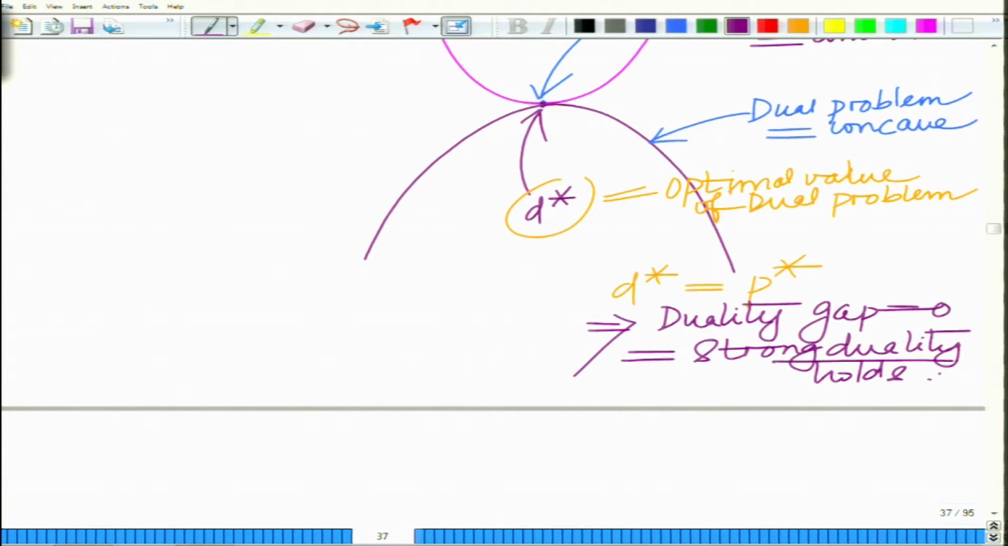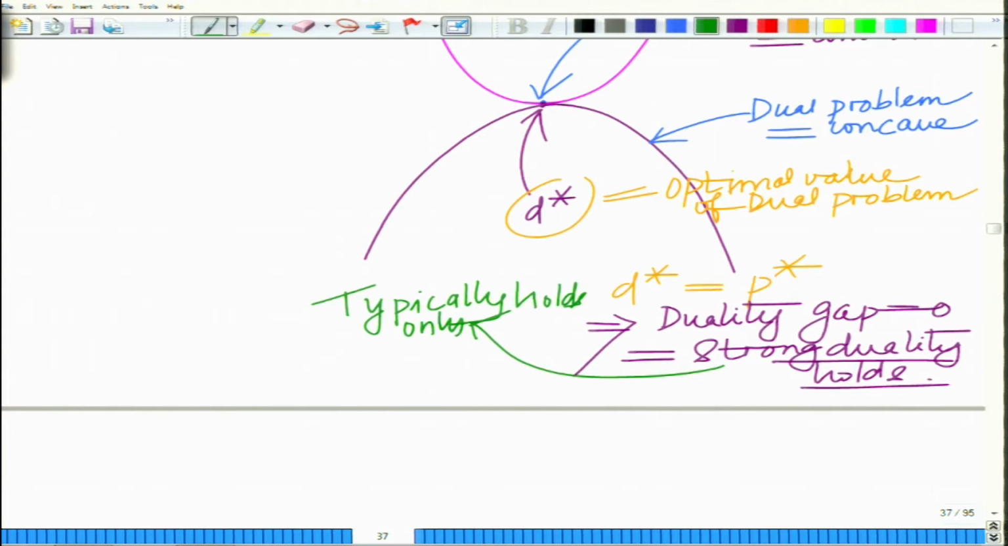Loosely speaking, strong duality holds for any convex problem, although this does not hold in general. One can form the dual optimization problem and solve it for any possibly non-convex problem, but strong duality typically holds only for a convex optimization problem.